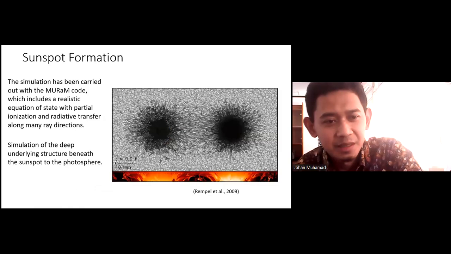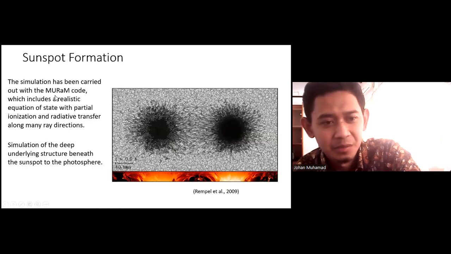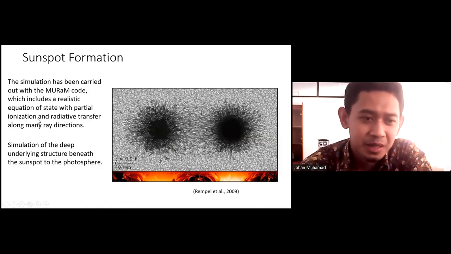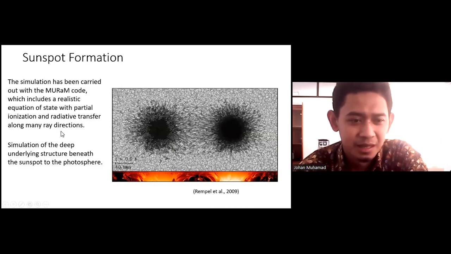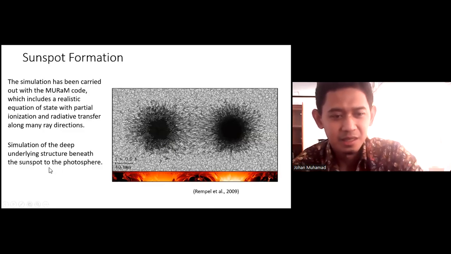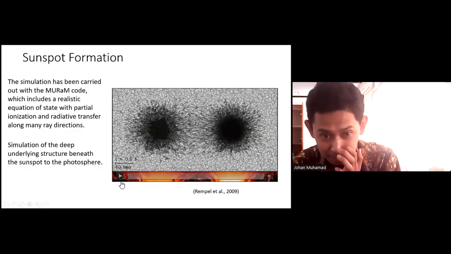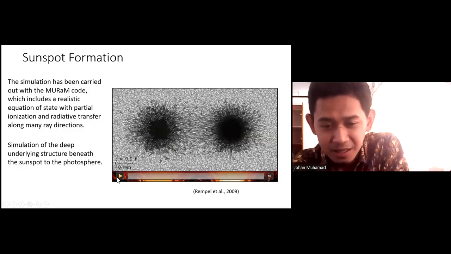And then people try to make a very, very good simulation. They use very well established numerical code here, which includes a realistic equation of state with partial ionization and radiative transfer along many ray directions. So this is the simulation of the deep underlying structure beneath the sunspot with the photosphere by Matthias Rempel in 2009.